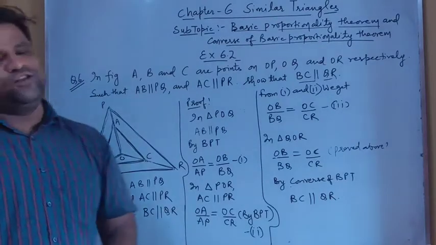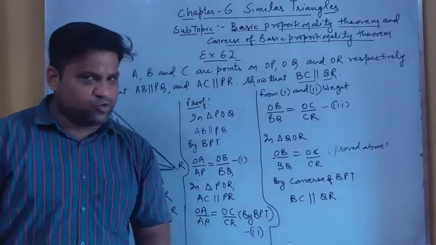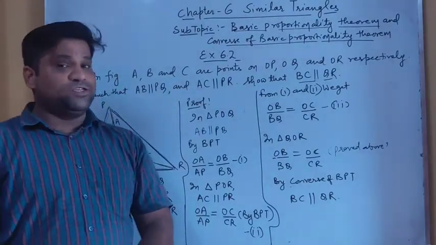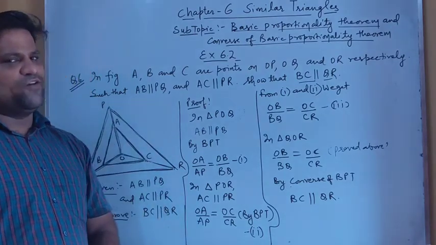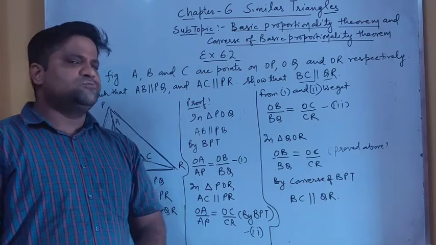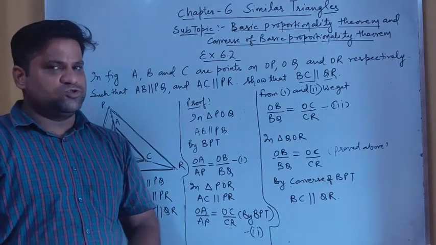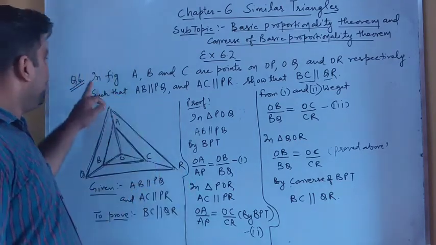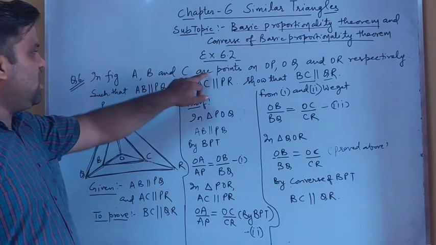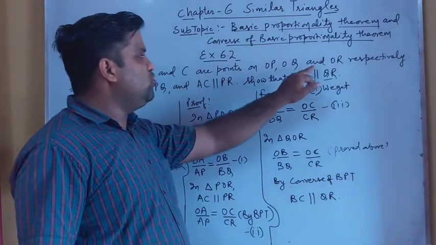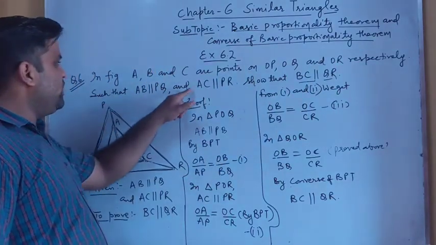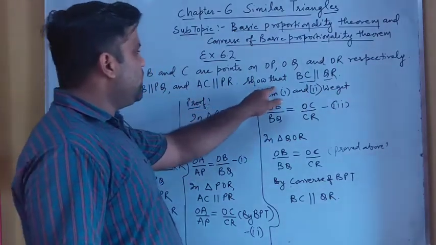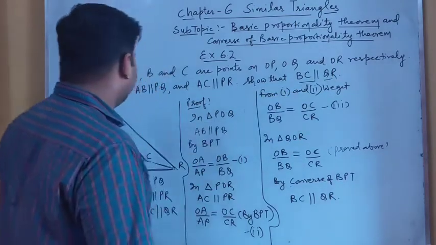So let us come on question number 6 of exercise 6.2, which is based on the concept of basic proportionality theorem and converse of basic proportionality theorem. In last video lecture, we have done some questions of exercise 6.2 based on these two theorems. In figure, A, B, C are points on OP, OQ and OR respectively, such that AB is parallel to PQ and AC is parallel to PR. Show that BC is parallel to QR.